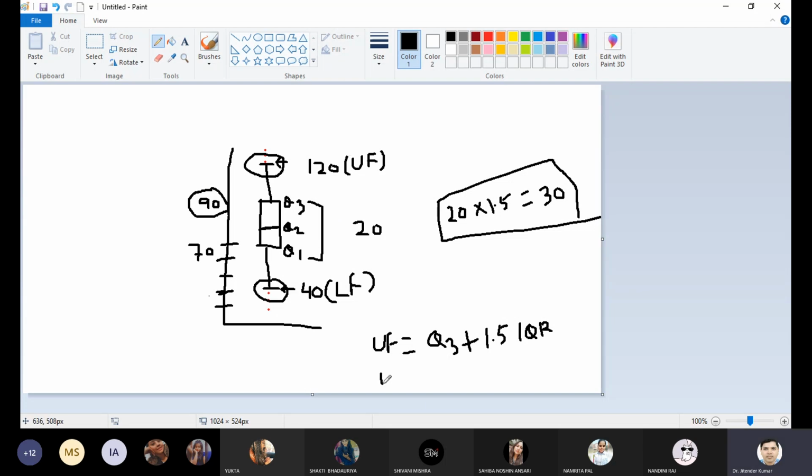And what is it for the lower fence? Q1 minus 1.5 times IQR. So Q1 minus 1.5 times IQR. Now this 1.5 times IQR is 30. Q1 is 70. So 70 minus 30 is 40. So 40 is my lower fence and 120 is my upper fence. Okay.